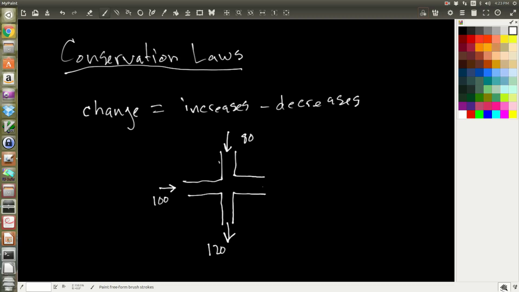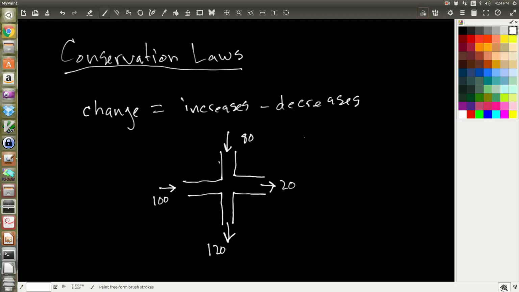So, well, let's give an example where there is change. So if we have, let's say we've got 20 going out here. If we have 20 going out there, so what is going to be the net change in the overall amount of fluid in here?